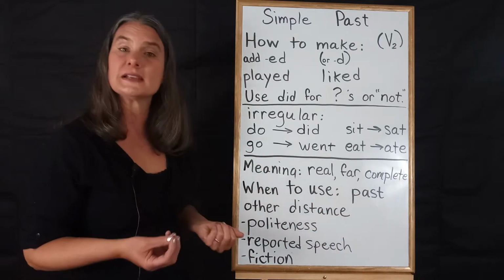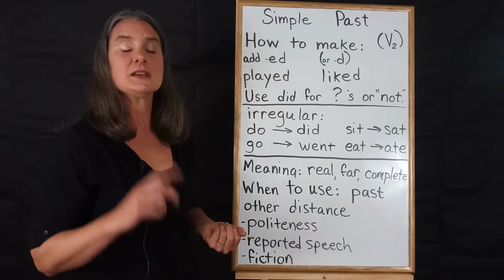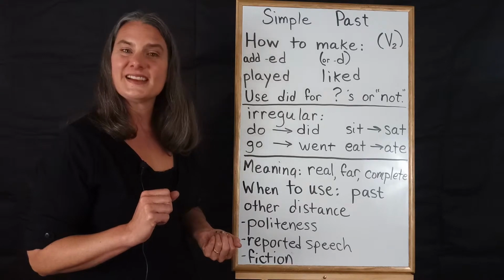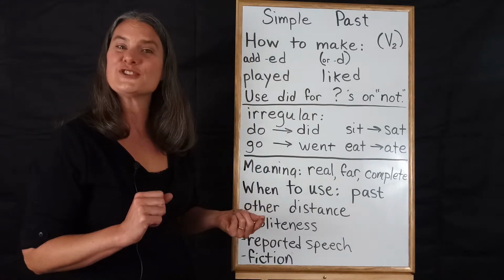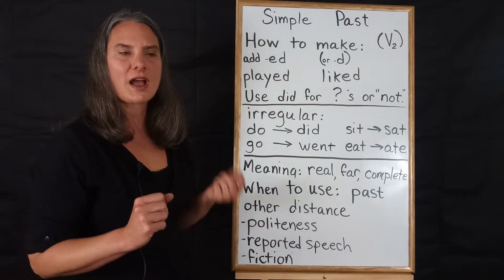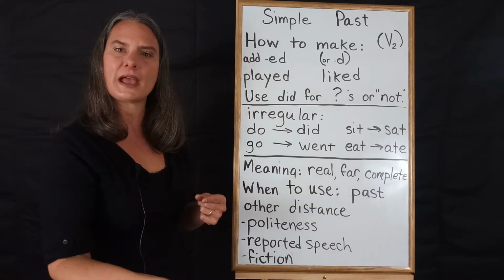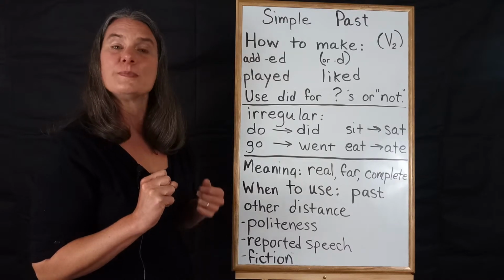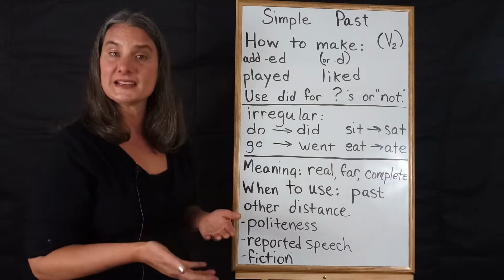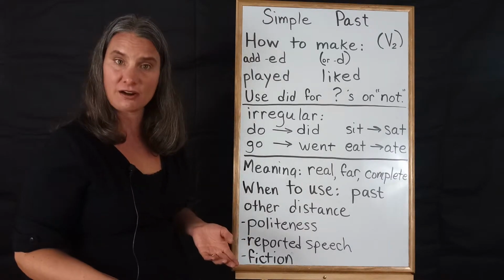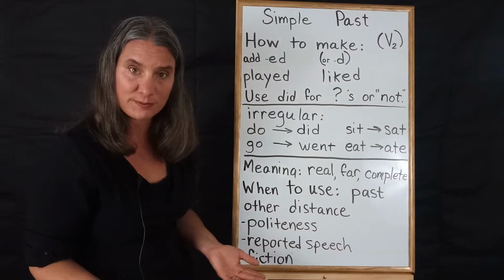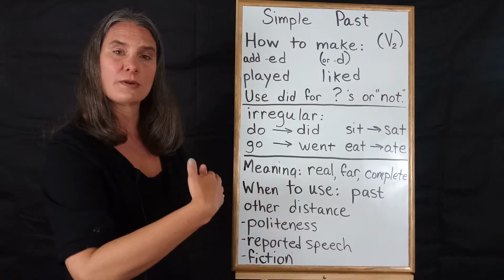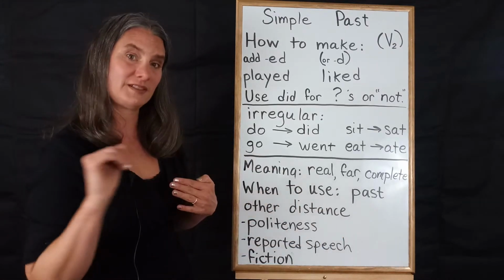One is politeness. If I say, did you want to get coffee later? The later means future, right? But I said, did you want to get coffee? Not because I made a mistake, but because it is more polite to use a past verb there than to use a present verb. So politeness is also distance, or that idea of being far.